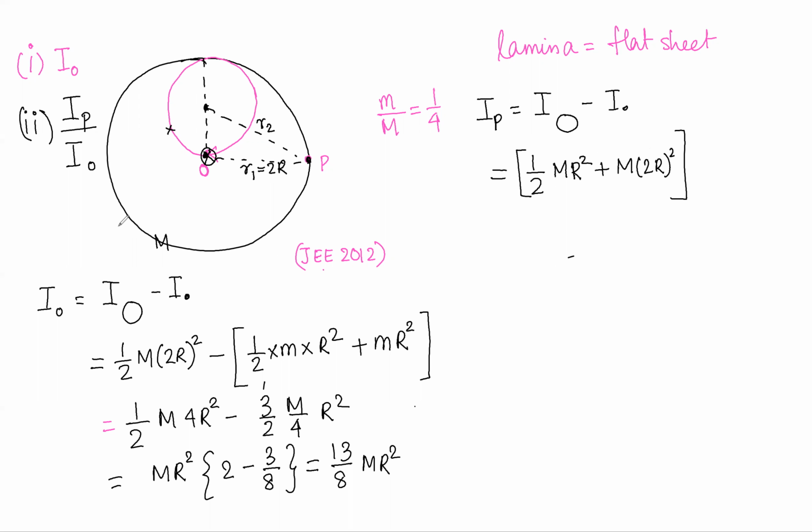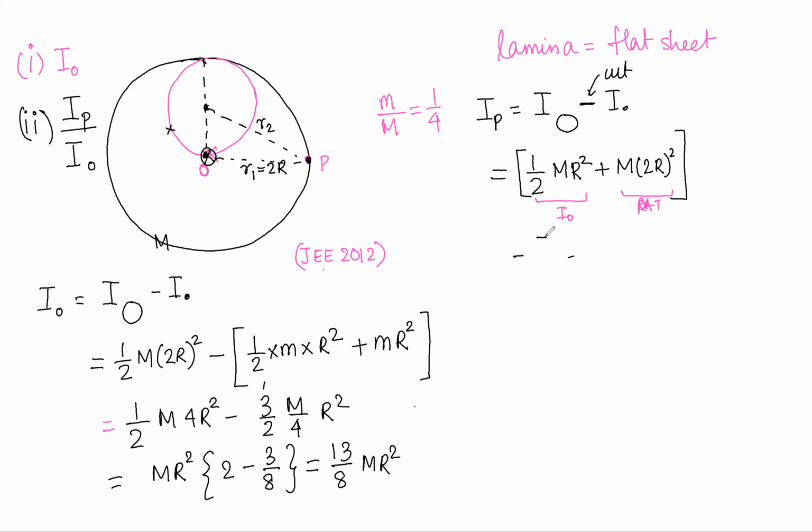Why are you not using the cutout mass? Because we are cutting it out as a part of our calculation. Our calculation itself is cutting it out, so we don't have to do anything else. This is the original moment of inertia of the disk, and this is your parallel axis theorem part. So this is your PAT part, and this is your I0 part. Now you will have to subtract.